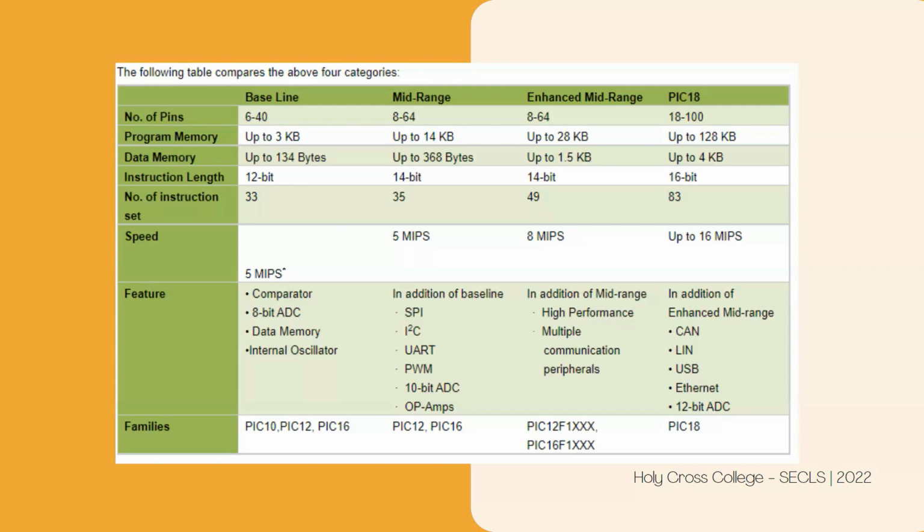Then the second is the mid-range PIC, which is based on 14-bit instruction architecture and is able to work up to 20 megahertz speeds. These controllers are available with 8 to 40 pin packaging. These microcontrollers are available with different peripherals like ADC, PWM, op amps, and different communication protocols like USART, SPI, etc., which make them widely usable microcontrollers not only for industry but hobbies as well.